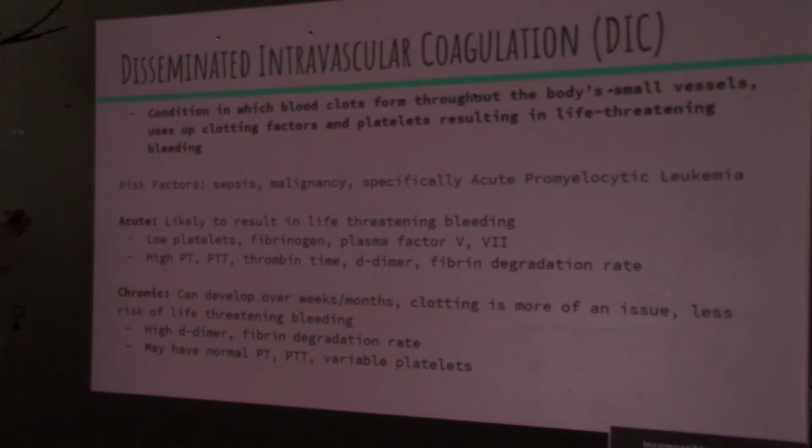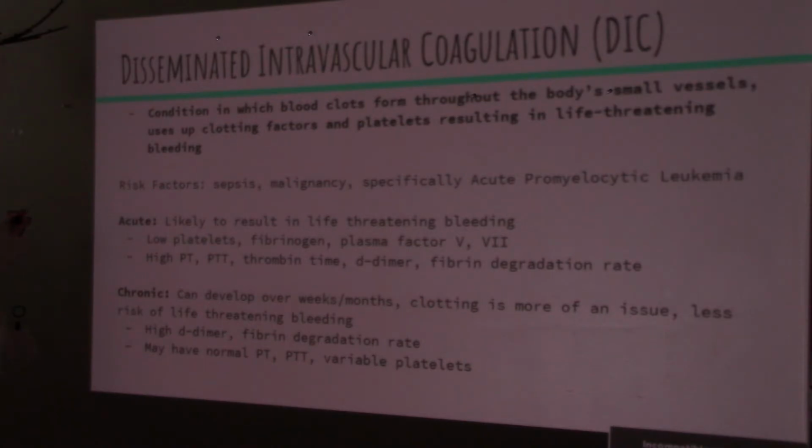So risk factors that are specific to the oncology population include sepsis, malignancy, and acute promyelocytic leukemia. Some other risk factors not so specific to this population are trauma, complications of childbirth, surgery, and ABO incompatible blood. So in acute DIC, you'll see low platelets, fibrinogen, plasma factor, both 5 and 7. You'll see a high PT, PTT, thrombin time. So all of those things show they're not clotting well.